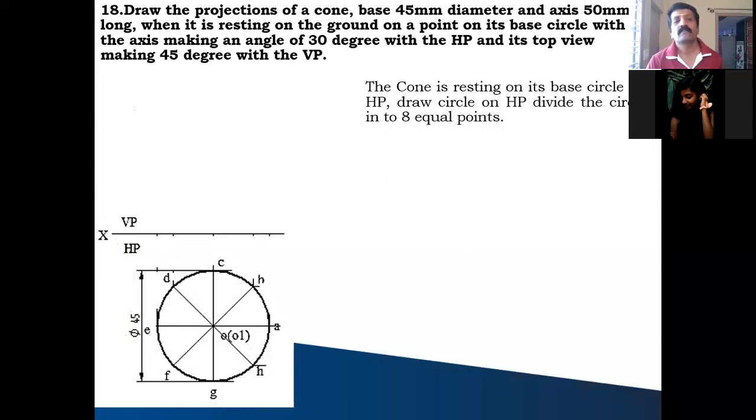I have named the points. Find out the center of the circle, wherever you have drawn the circle with the help of your compass. That itself is your center. Name the base center as O1 and the apex point of the cone as O. So this completes your top view.